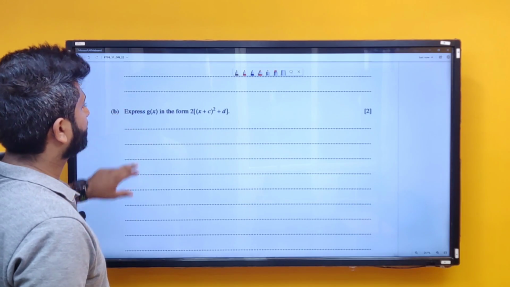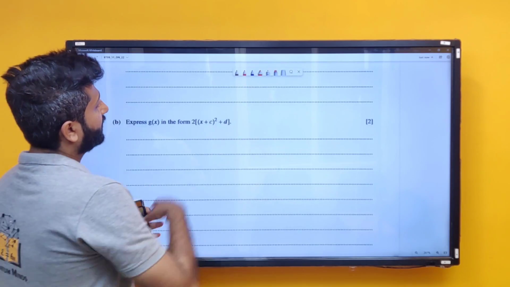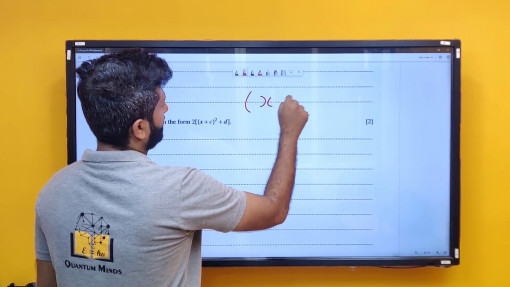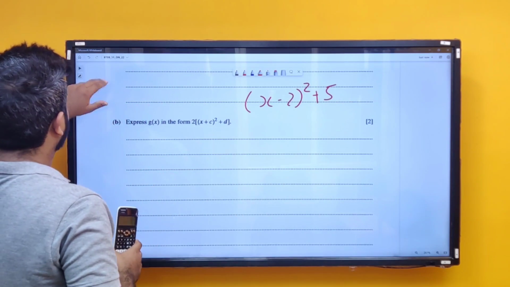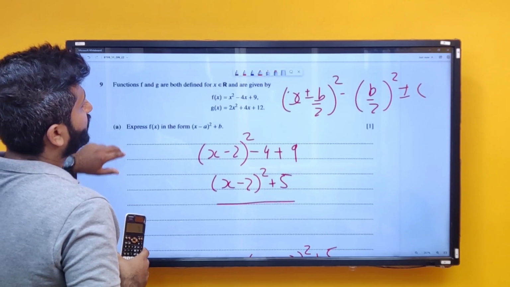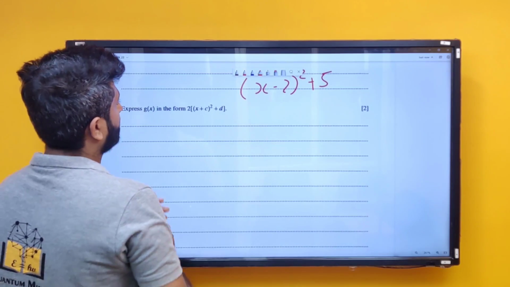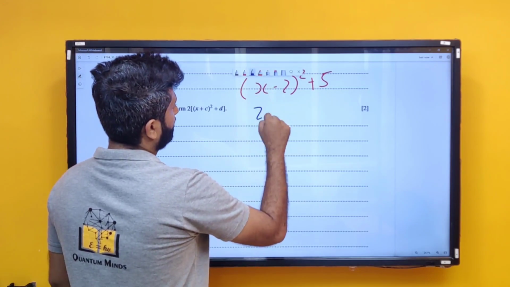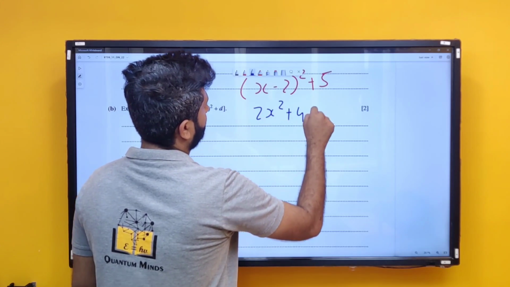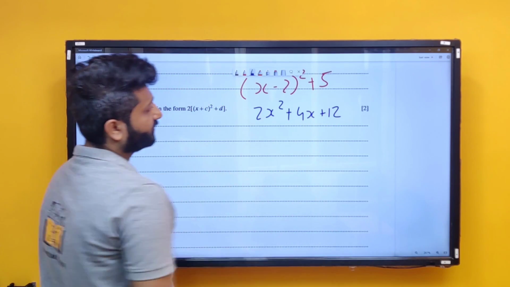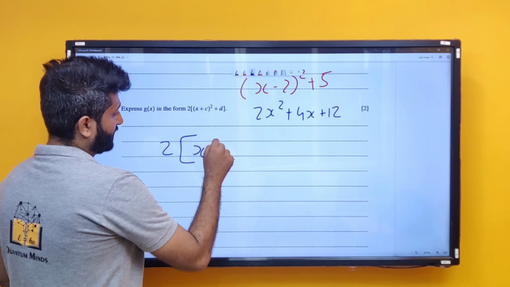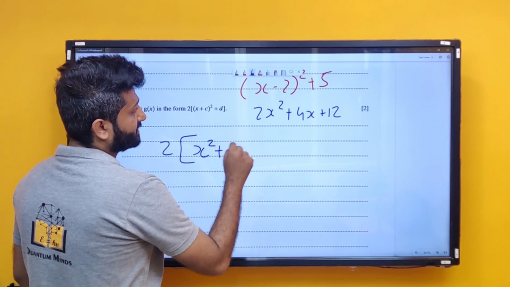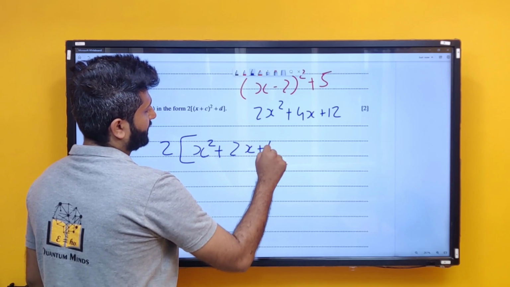Express g of x in this form. So I think this is x minus 2 square plus 5, and g of x is 2x square plus 4x plus 12. So let me take 2 common. If I take 2 common, I will be left with x square plus 2x plus 6.